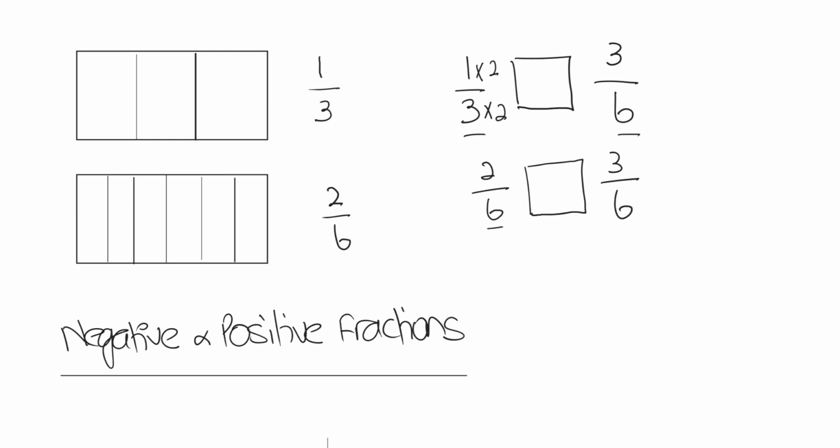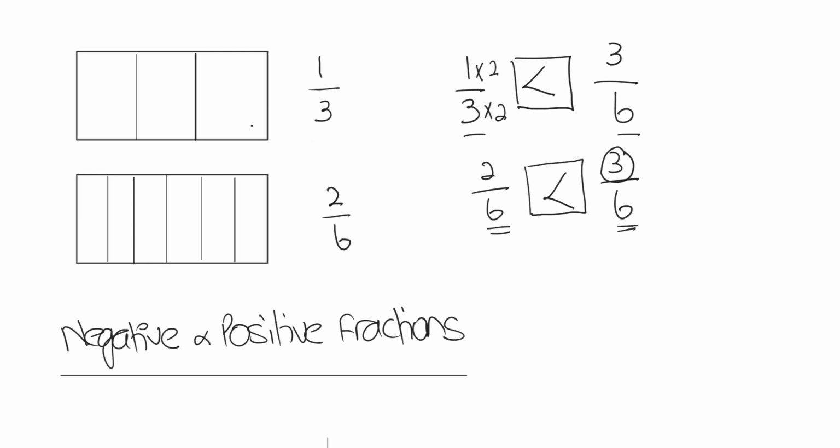Now remember, the denominators are common, so therefore the numerator with the larger number is the greater fraction. So in this case, 2 over 6 is lesser than 3 over 6, or we can compare the original fractions: 1/3 is lesser than 3/6.